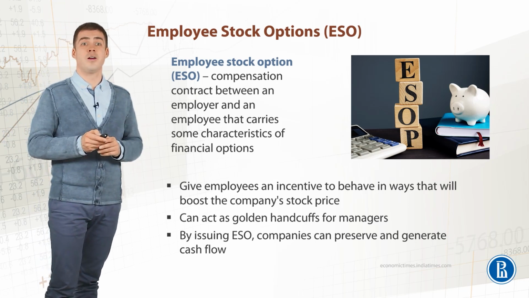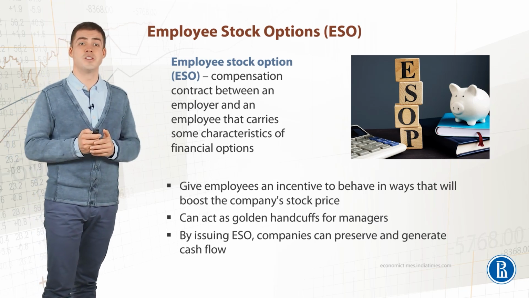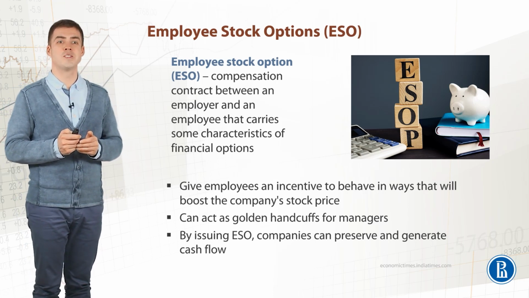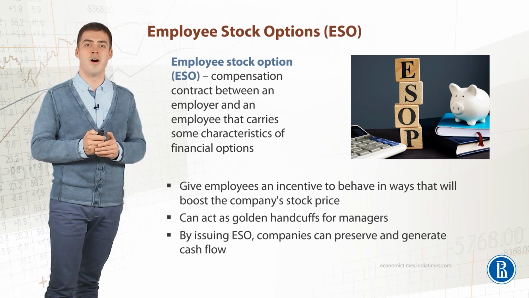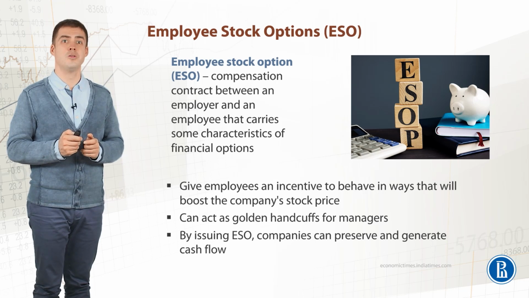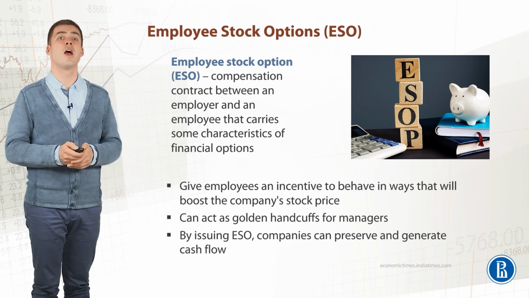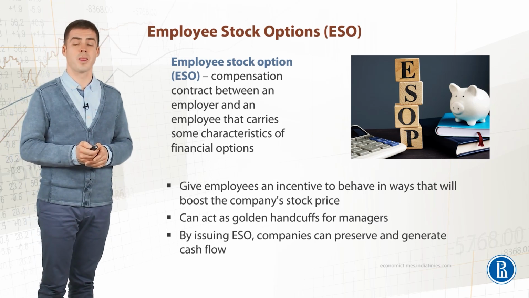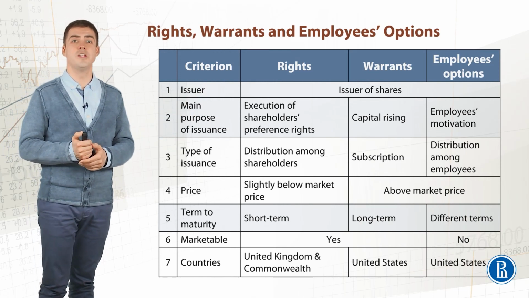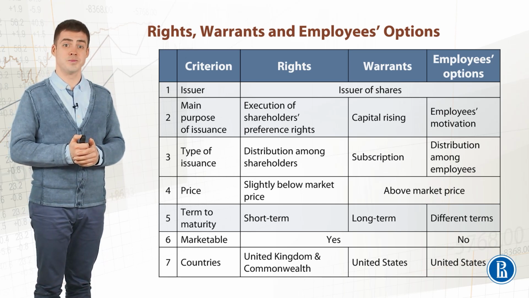Such options are also used as golden handcuffs if their value has increased drastically, because an employee leaving the company will also be effectively leaving behind a large amount of potential cash. So that's why retaining good managers is also a very important reason for issuing employee stock options. Here on this table, you can see the comparison between these three types of option-based securities.